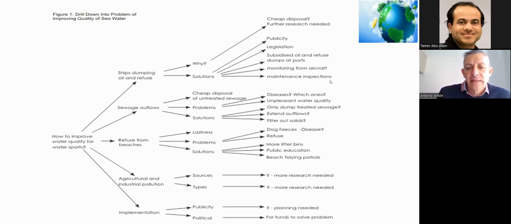People's laziness, lazy people, and the problem is perhaps to do with dog feces, or perhaps the problem is refuse. Trying to find solutions, like public education, or more litter bins, perhaps. Or if it comes from agriculture, how to improve water quality, the problem which comes from agriculture and industrial pollution.